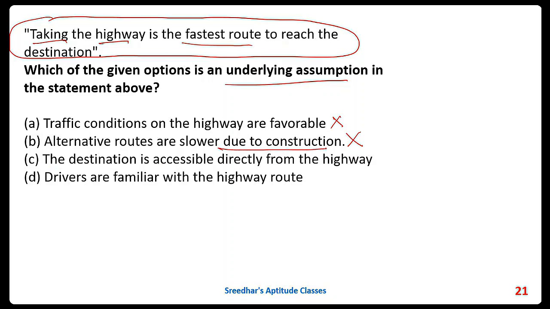Due to construction, we do not know. Alternative routes may be slower, but we do not know whether it is due to construction or due to traffic or whatever. The destination is accessible directly from the highway, of course. Drivers are familiar with the highway route. This is not the assumption. So he's saying taking the highway is the fastest route to reach the destination, in the sense the highway is leading to the destination directly. So answer C is the assumption.